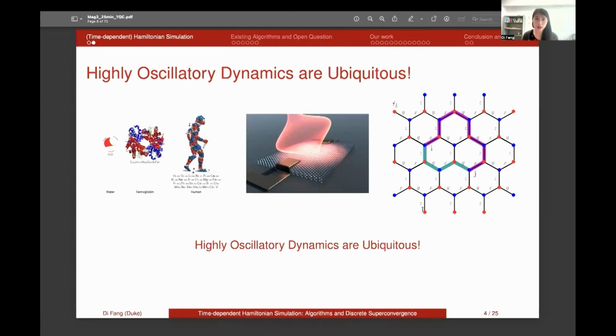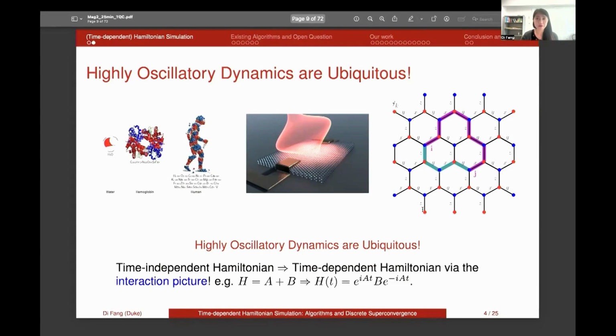Before I dive into the state of the art, just to mention that highly oscillatory dynamics is really everywhere. There are a few pictures, as you can see here. However, if you're mainly interested in a Hamiltonian that is in the time-independent form, you may wonder, okay, why do I care about time-dependent Hamiltonian simulation? Well, I would like to say, even in that case, it may also be beneficial for you to consider time-dependent Hamiltonian simulation algorithms, because one can typically change the time-independent problem into the interaction picture and gain an improved complexity in many scenarios. So even if we are dealing with a time-independent Hamiltonian, considering a time-dependent Hamiltonian simulation algorithm may still be interesting to you. So I will revisit this interaction picture later in my talk.